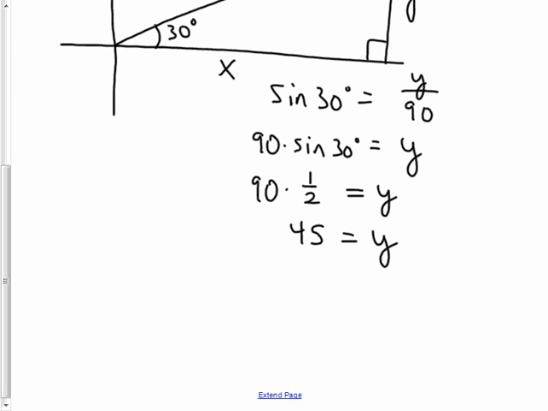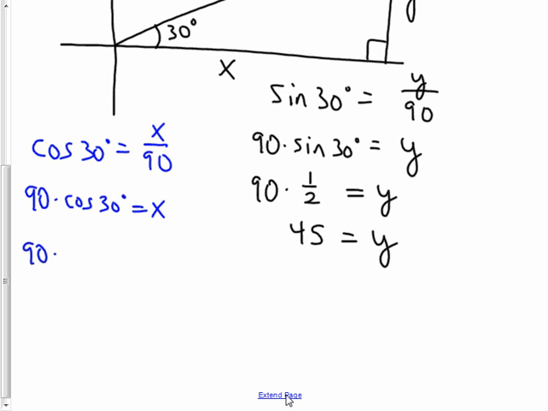I can do the same thing for my value for x. I'll do it in a different color here. So cosine of 30 degrees will be x over 90. And so 90 times the cosine of 30 would give me x. And 90 times cosine of 30, which is the square root of 3 over 2, would give me my value for x. And so 45 times the square root of 3 would be x.